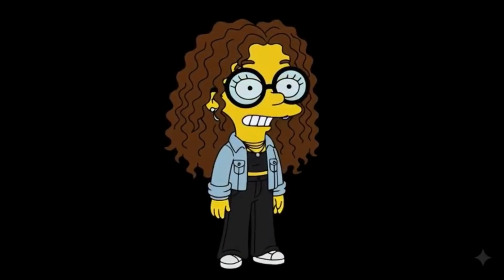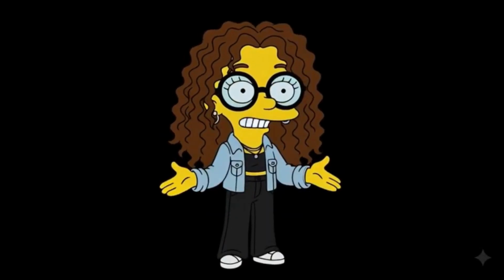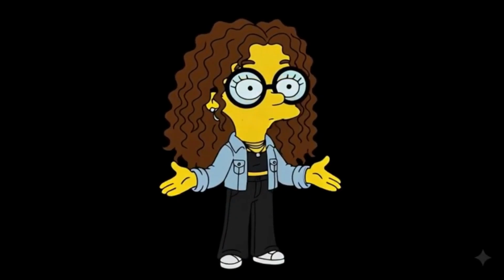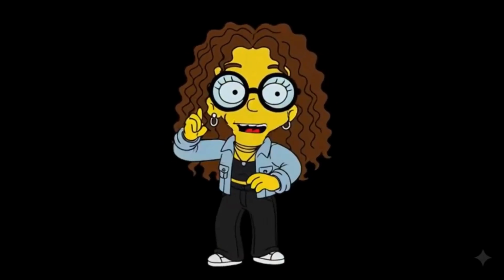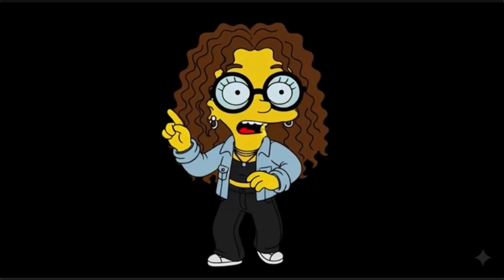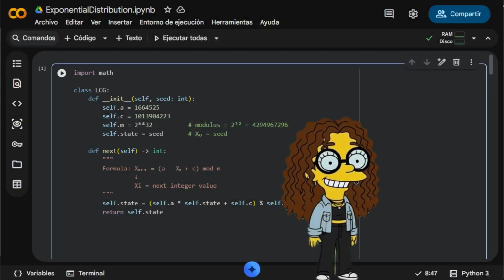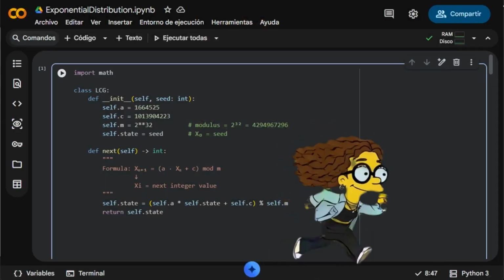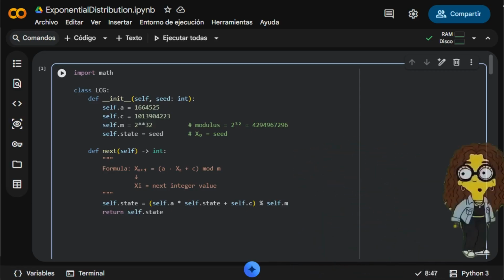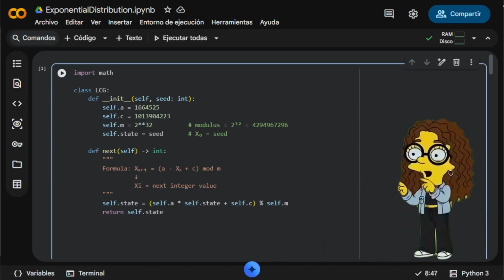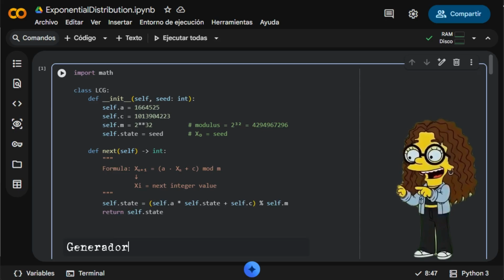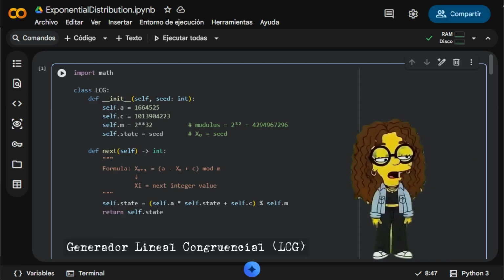Hello, it's me again. For a simulation to be true to life, we must be able to transform digital noise into specific mathematical patterns. In this section, we will break down the code that allows us to create time intervals based on an exponential distribution. Every stochastic process requires a source.